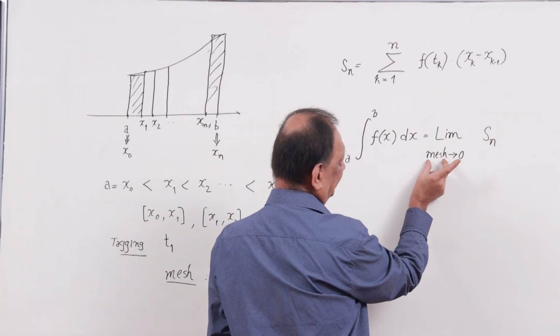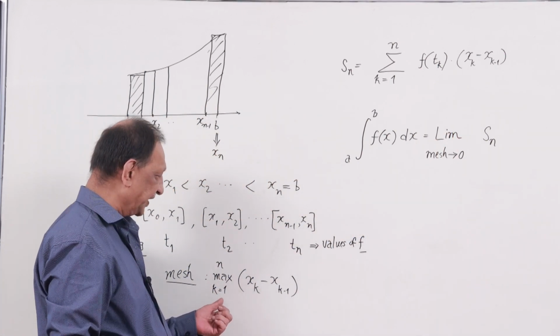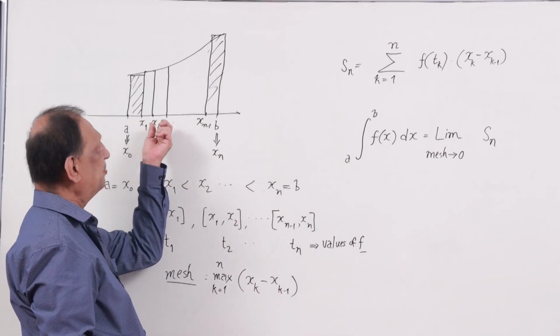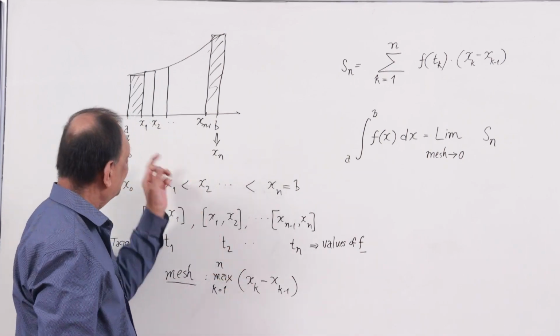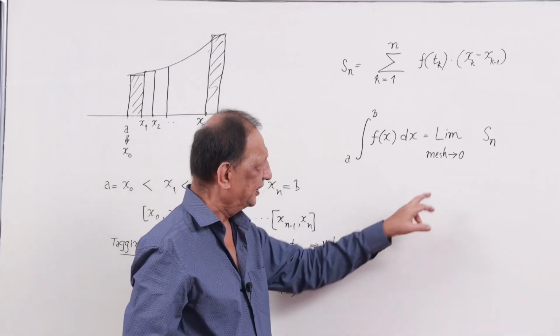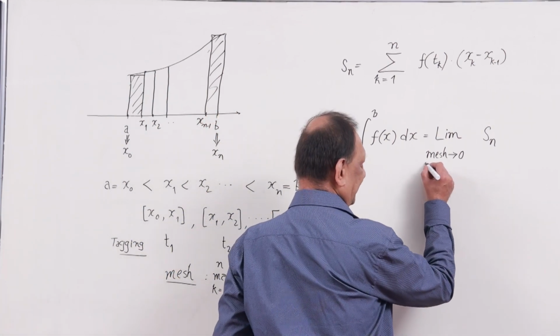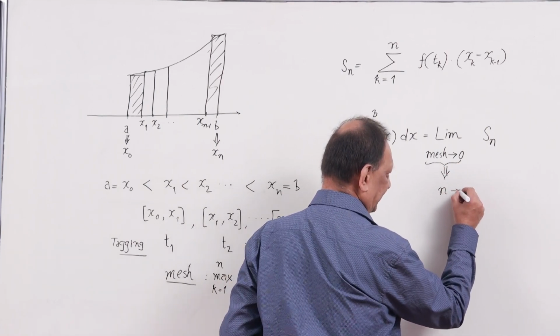In fact, when you say mesh goes to 0, mesh happens to be the maximum width of a subinterval, correct? So, if that maximum width goes to 0, that means every one of the other widths also goes to 0, which means the number of intervals has to become infinite. So, n actually goes to infinity automatically because of this. We don't have to write that specifically. This implies that n goes to infinity.